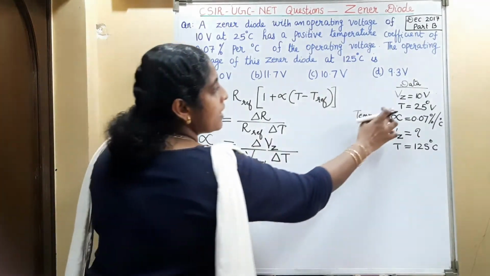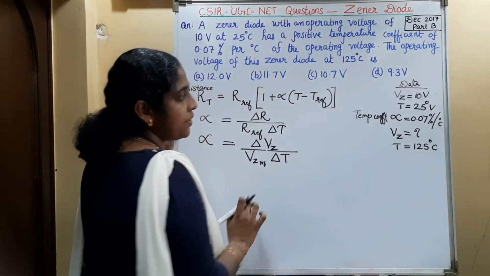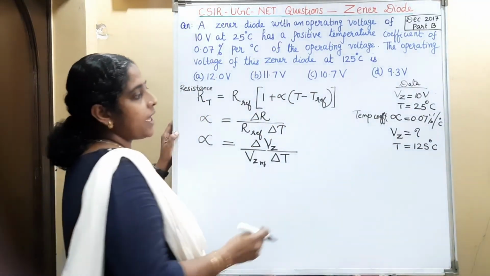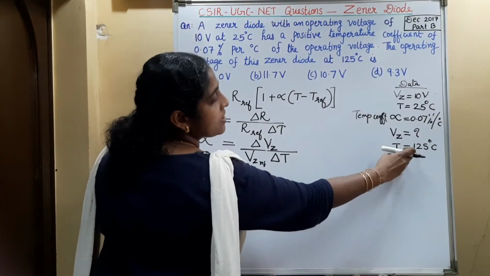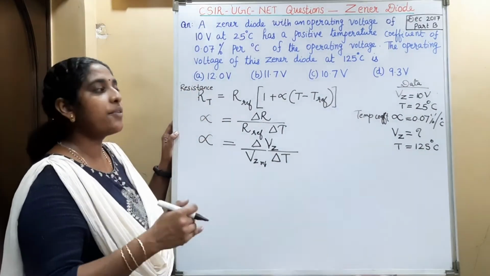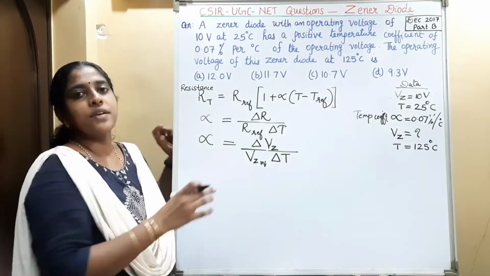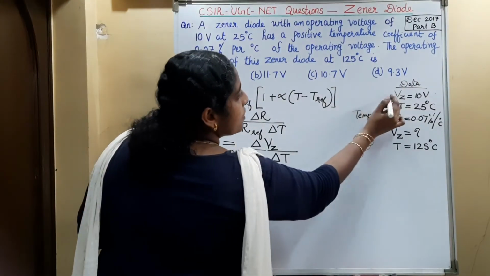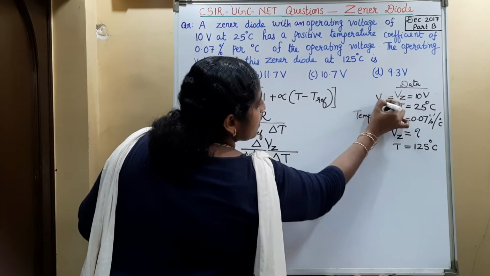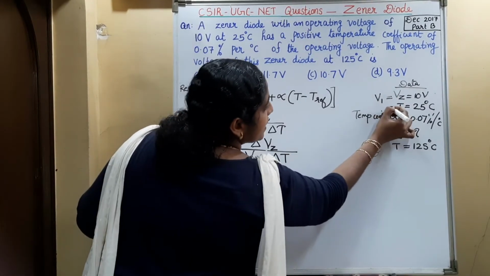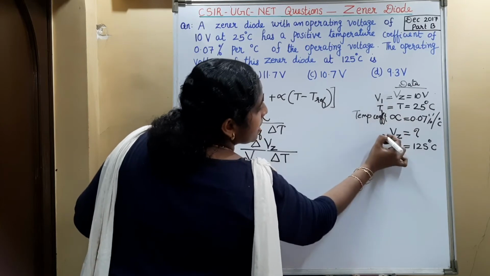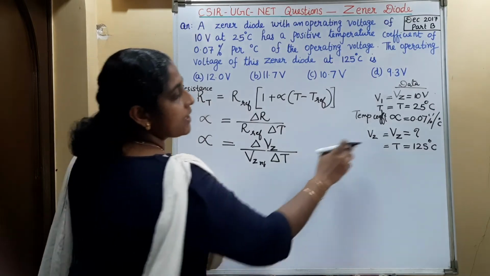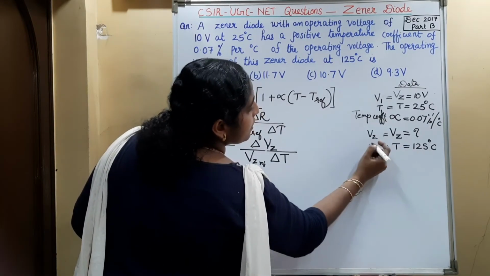So here the temperature initially is 25 degrees Celsius, where the Zener voltage is 10 volt, and after that the temperature rises to 125 degrees Celsius, and we have to find out the Zener voltage. So we can substitute the given data in this expression. V1 is equal to 10 volt, this is the initial reference Zener voltage, and 25 degrees Celsius is the initial temperature. We have to find out the second Zener voltage at a temperature of 125 degrees Celsius.